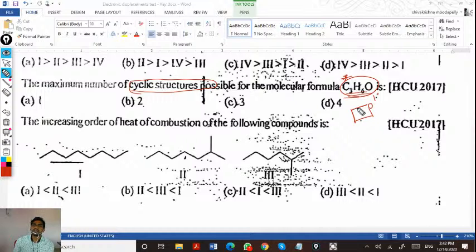When I remove this oxygen from the cyclic system, it is this, and this is another example. If I take one of the carbons outside, that will be this one. So these are the three possibilities. So is it okay that the maximum number will be 3? Of course not. The maximum number will be 4.